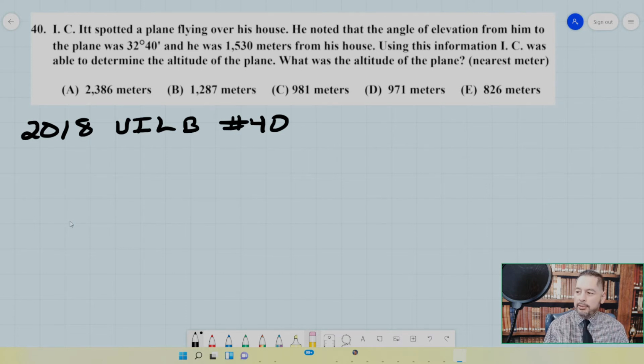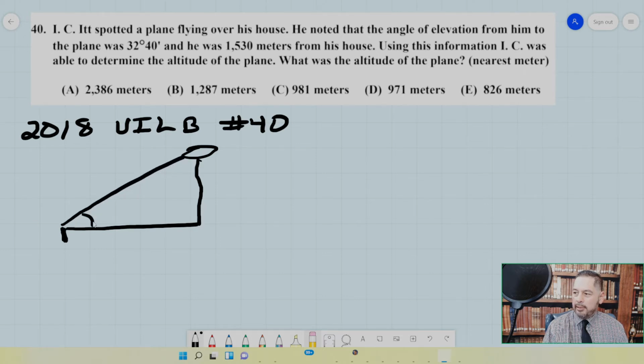So let's go ahead and draw a picture. Let's say he's this small stick figure right here. He's got the plane up in the sky here. Plane, not a very good looking plane, but it'll have to do. And it said he knew the angle of elevation from him to the plane. So I'm going to draw the horizontal, the plane, and the angle of elevation here was 32 degrees and 40 minutes. And it says that he was 1,530 meters from his house. So the plane's above his house.